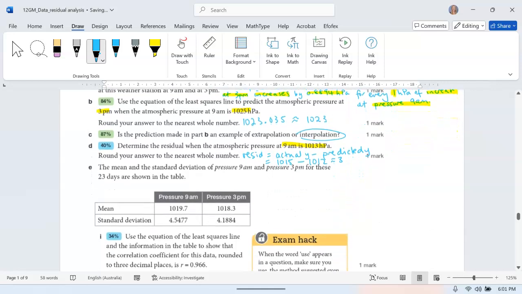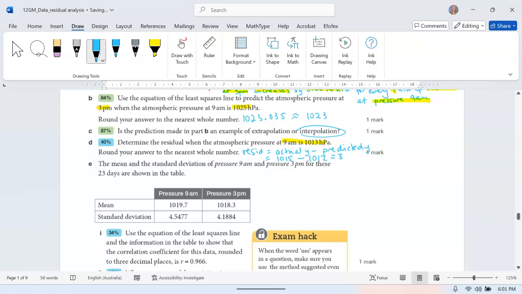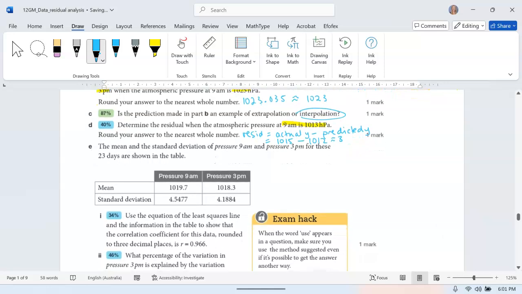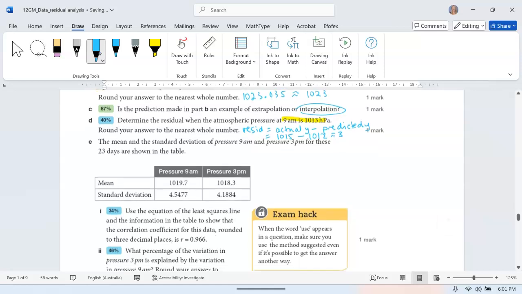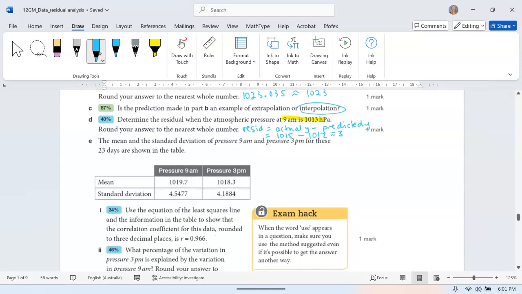The mean and standard deviation of pressure at 9 a.m. and pressure at 3 p.m. for these 23 days are shown in the table. Use the information of the least squares line and the information in the table to show that the correlation coefficient for this data, so we want the R value, is 0.966. So it's a show that question.